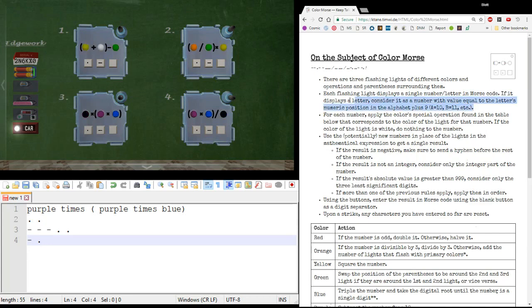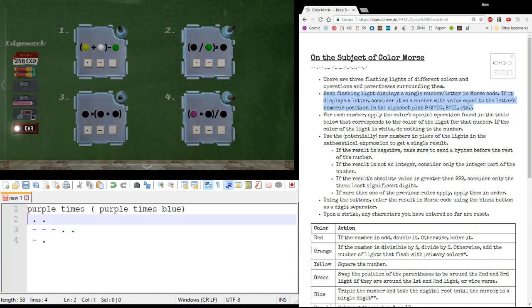Well, first off, each flashing light is going to be a single number or letter in Morse. If it's a letter, we need to convert it to a number, and we do that by taking its alphabetic value, its position in the alphabet, and adding 9. That way it just kind of rolls over after 9: A, and then B, and so on. So first things first, let's take these 3 that we got and convert them into actual characters.